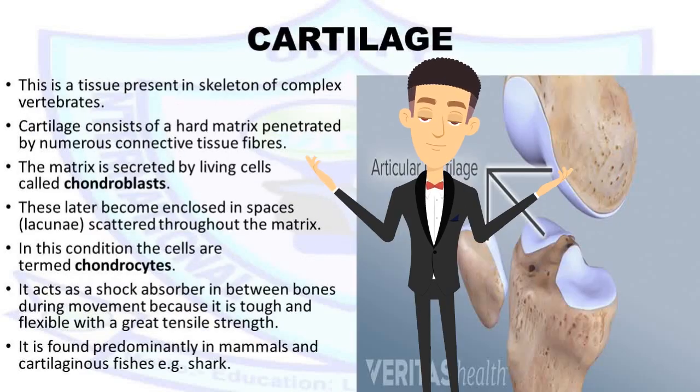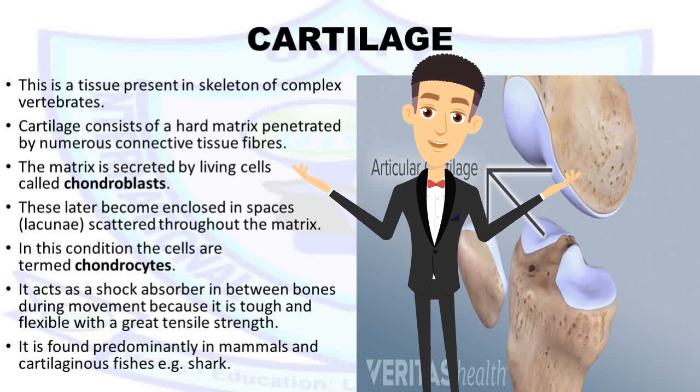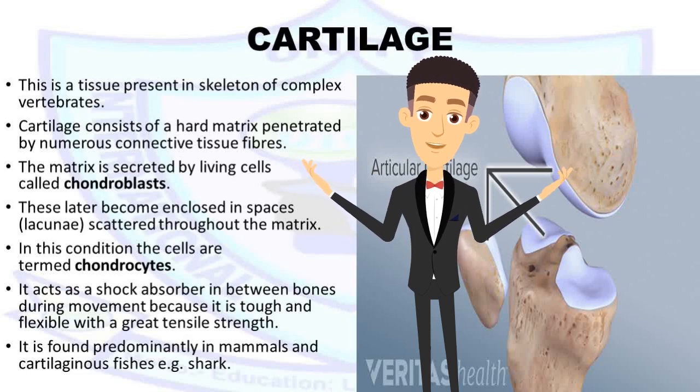However, it can be strengthened by impregnation with tanned proteins, and particularly in the aquatic crustaceans like crabs, by calcium carbonate. Cartilage is a tissue present in skeleton of complex vertebrates. As you can see in this picture of a human skeleton with cartilage. Cartilage consists of a hard matrix penetrated by numerous connective tissue fibers.